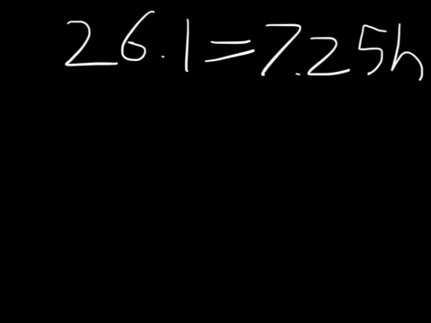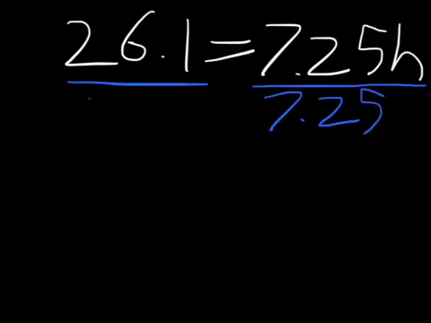Now I need to use all those fancy algebra skills that we learned about in the last few months, right? I've got h here. It's being multiplied by 7.25. In order to isolate my variable, to get h all by itself, I need to perform inverse operations. If h is being multiplied by 7.25, I need to divide that side by 7.25. But if I'm doing it to one side, I also need to do it to the other. Divide both sides by 7.25.